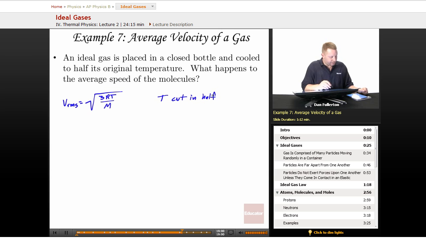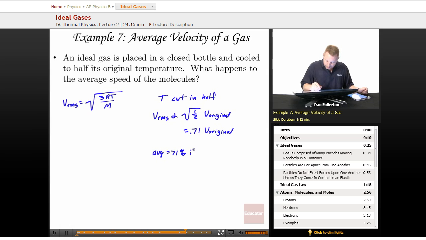Everything else is going to stay the same, but if we cut T in half and VRMS is proportional to the square root of T, that's going to be proportional to the square root of 1/2 of what we had for its original velocity. The square root of 1/2 is about 0.71, so it's going to be 0.71 of its original velocity. Or you could write this as the average speed, if we think of it in terms of average speed, is going to be about 71% of its original value. Take its original value multiplied by 0.71.